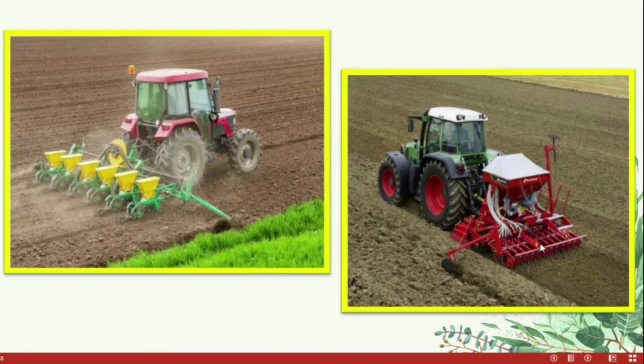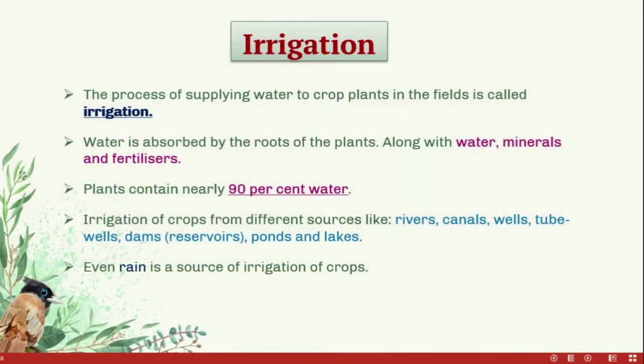Next, irrigation. What is meant by irrigation? The process of supplying water to crop plants in the field is called irrigation. Every plant needs water. Even human beings need water for surviving. Likewise, plants also need water. If you stop watering the plants, what will happen? The plants will die. So water is very important for growing plants. How do plants absorb water? By the roots. Roots usually absorb water along with minerals and fertilizers.